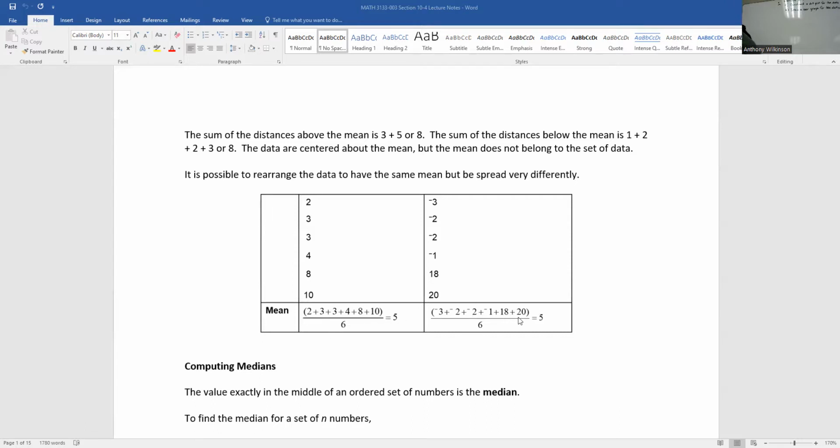Questions about finding the mean? We'll look at some examples here shortly. All right, next we'll look at the median of a data set.